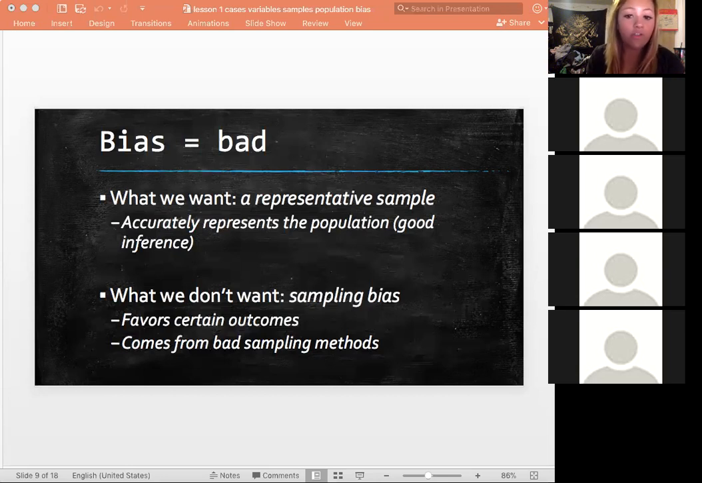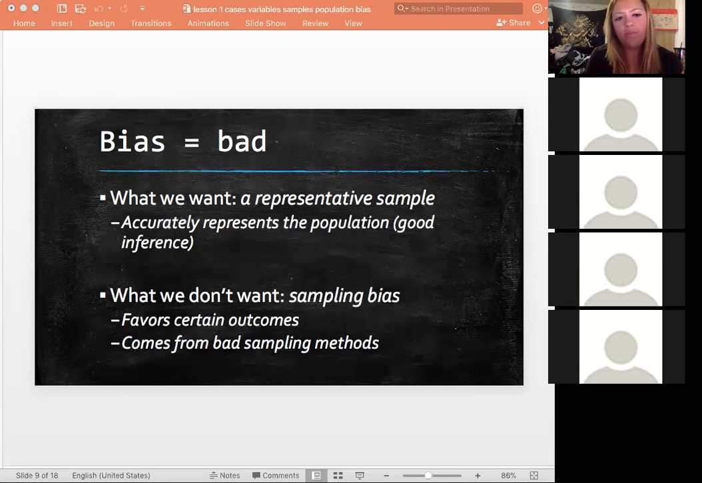So it could favor certain outcomes, and this is like bad sampling methods, like I talked about convenience sampling. And we'll talk about other ones later on, where there are issues with how you ask the question and whatnot. But the main idea here is that you want to make sure you have a representative sample that doesn't interfere with the population and how you're representing it in any way.